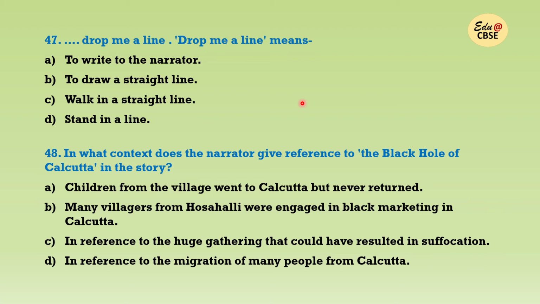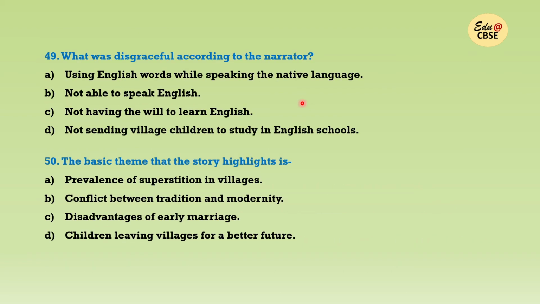47th, drop me a line. Now, drop me a line means here. Then 48th, in what context does the narrator give reference to the black hole of Calcutta in the story? So you have to identify the context. 49th, what was disgraceful according to the narrator? And the last question, the basic theme of the story highlights is. So identify the theme of the story.